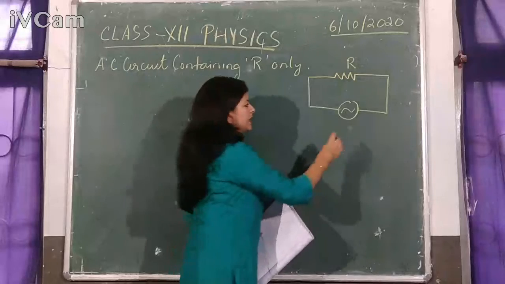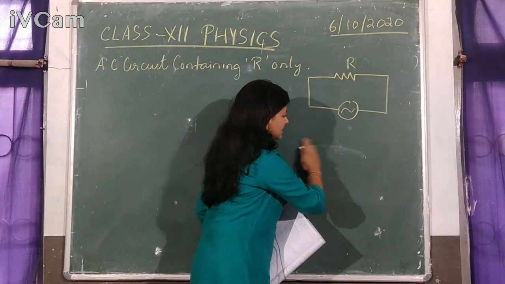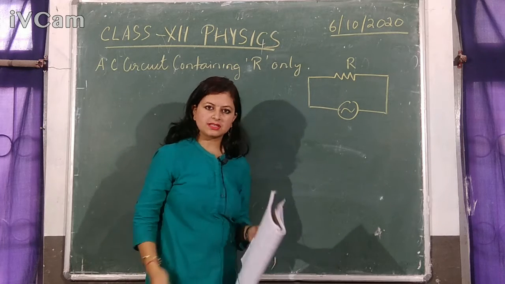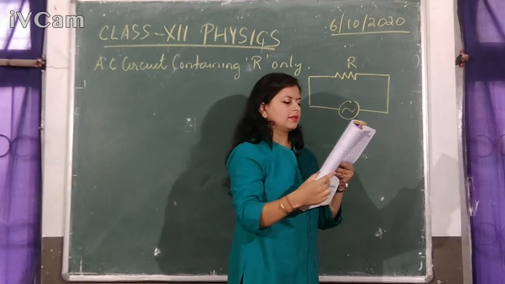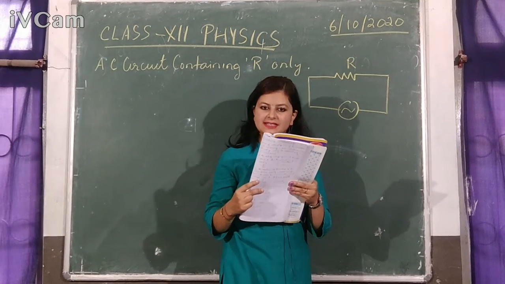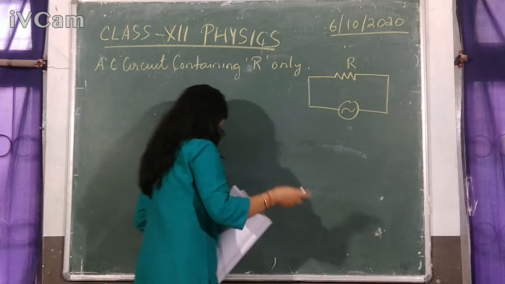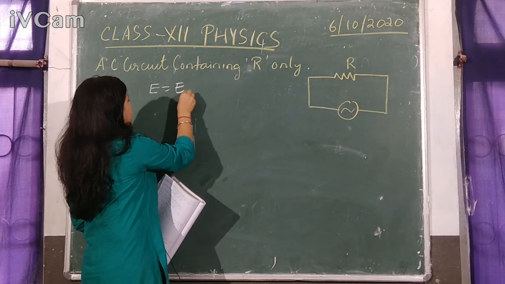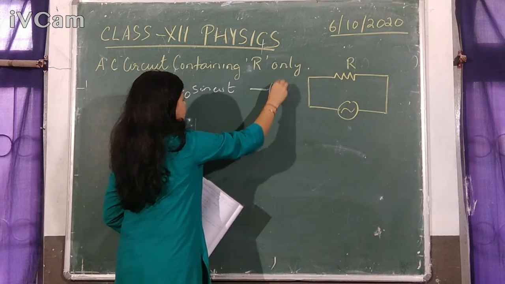alternating EMF. If I just draw the diagram like this, it becomes a DC source. But if I draw the source like this, it becomes an alternating source. It is connected to a resistance. The value is R, pure resistance. And the EMF that is connected to the circuit is represented by, as we have been doing, E is equal to E naught sine omega t. Let it be equation 1.